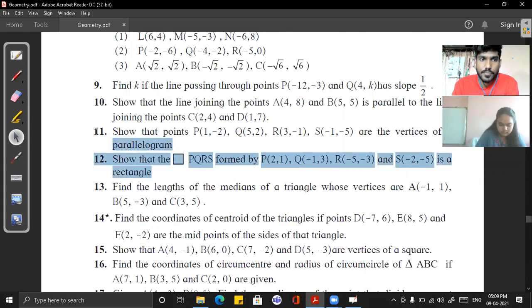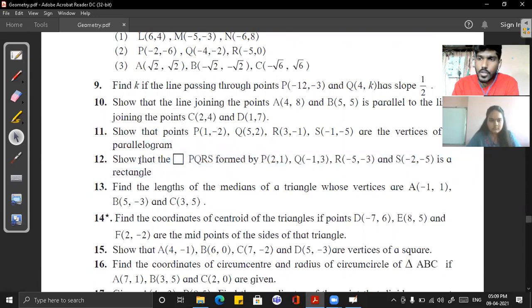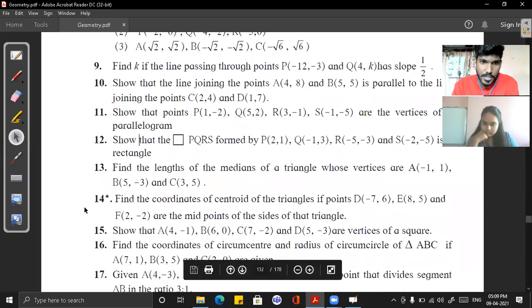11 and 12 also. Because today I did this much. Will you be able to do this much till Wednesday? Yes. Okay, do this much and then the remaining we'll decide later. Even I can do 15. Show that A, B, C are vertices of a square. Okay, write 15 as well then.